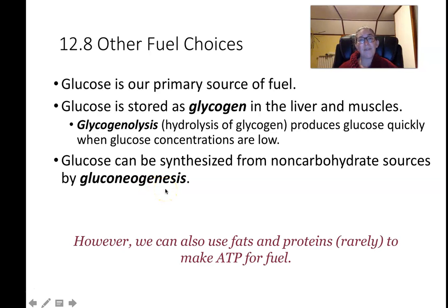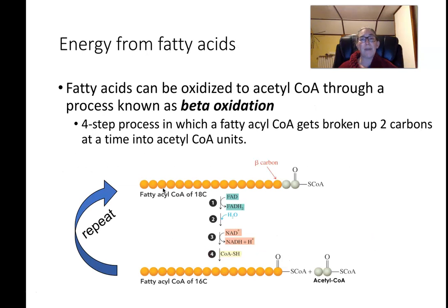So when people are on very low carb diets, that are high in protein and high in fat, this is what their bodies tend to do. They tend to convert that protein into glucose as needed. But that being said, we can also generate energy from fats and proteins as well. We can generate ATP from them.